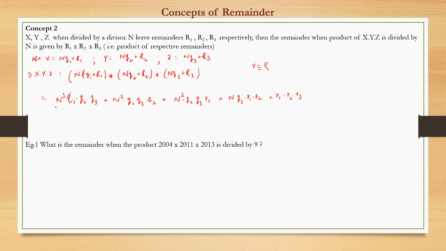So now see, this is the product x y z. Now if we divide x y z by n to find the remainder, what will happen when we do that? We can see the first term has n cubed as a factor, so this will cancel out, right? The remainder is 0.